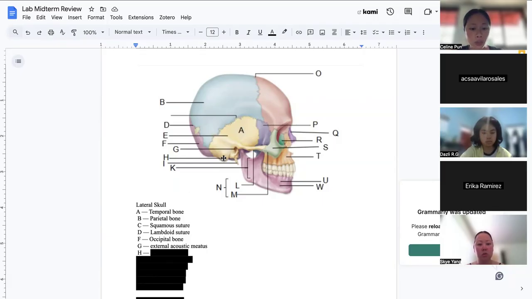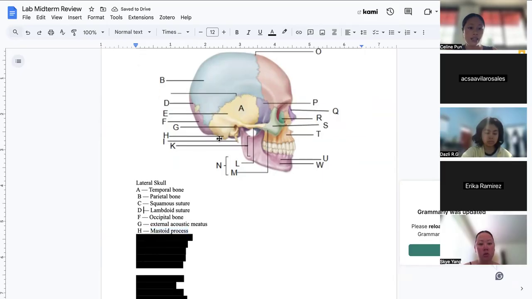H is this protrusion right here. The specific process. Another protrusion. This is the mastoid where you masticate. And then I, right here, what is this little thing coming out? It kind of looks like something you write with. That's how I always remember. It's a styloid process. Yep, that's true.